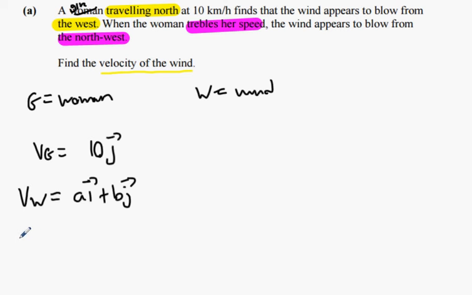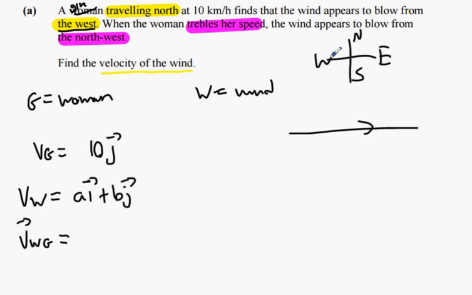Okay? Now, velocity of the wind relative to the girl. What can you tell us about that one? What can you tell us? It's coming from where? It's blowing from the west. If you're blowing from the west, what direction are you going? Sorry? You're going east. If you're coming from the west, you're going east. Just so we're back with it, okay? So if you're coming from here, you're actually going east. Now, east is a positive J or a positive I? I component or J component? I. Do we know how fast we're going in the I direction?